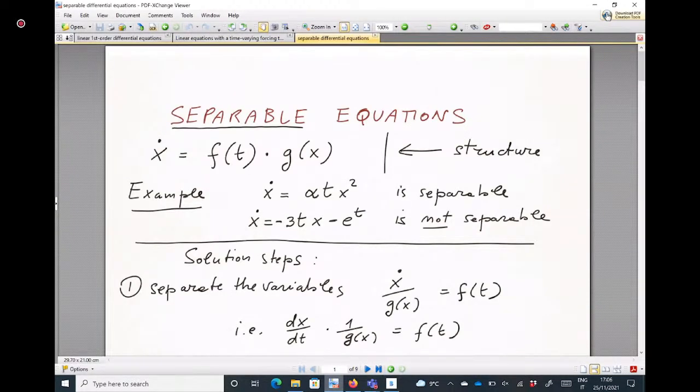Okay, so let me show you a structure which is very simple to solve, which is called separable equations. It is simple to solve because it reduces to computing two integrals in general of elementary type. The structure is like this. Remember that we have x dot equal to, at the right hand side, something which is g of x and t.